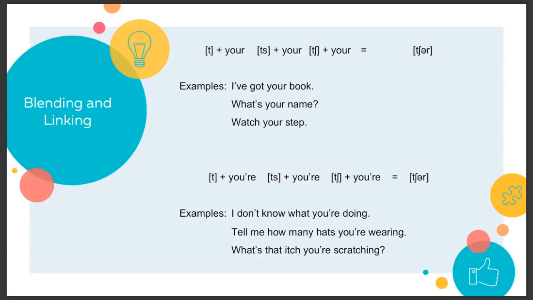When we combine these sounds with the word your, then it sounds like chur. For example, I've got your book. What's your name? Or watch your step. And if we combine these sounds with you're, it will also sound like chur. I don't know what you're talking about. I don't know what you're doing. Tell me how many hats you're wearing. What's that itch you're scratching?